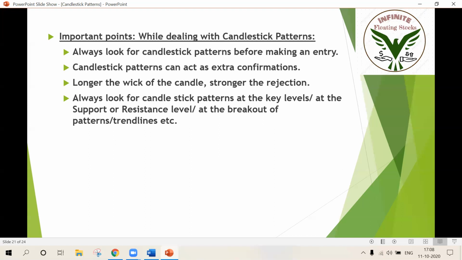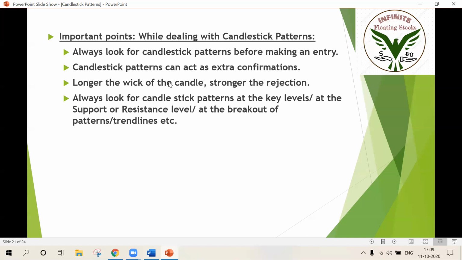And always look for candlestick patterns at key levels. When I call it a key level, it can be a support level, a resistance level, or a breakout of a pattern or trend line. I'm going to explain what a pattern is in upcoming sessions.